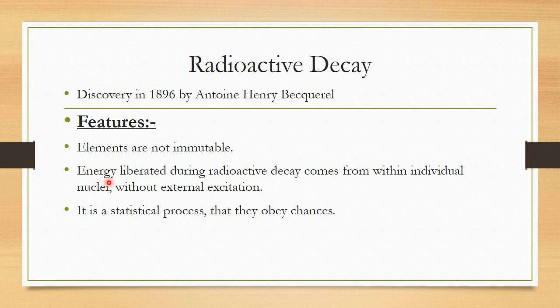You can convert one element into another. The second feature is that the energy liberated during radioactive decay comes from within the individual nuclei without external excitation. This was later explained by the mass-energy relation given by Einstein. Then the third point is that it is a statistical process, that it obeys the laws of chance.